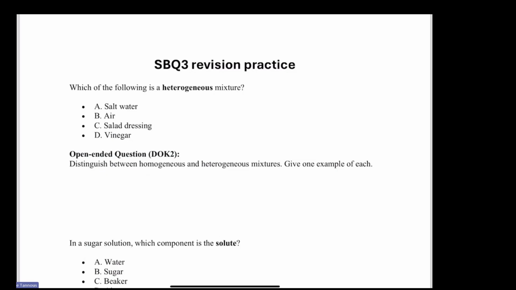Next week, the quiz is going to be about mixtures, solutions, and gases, gas laws. Let's begin. Which of the following is a heterogeneous mixture?